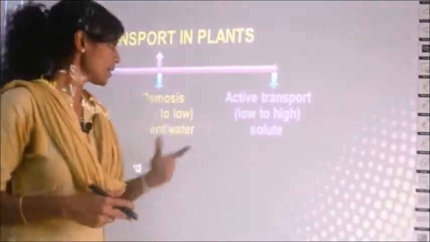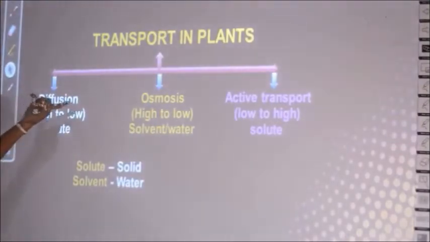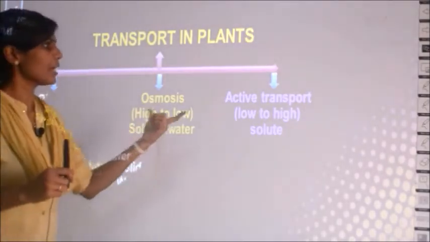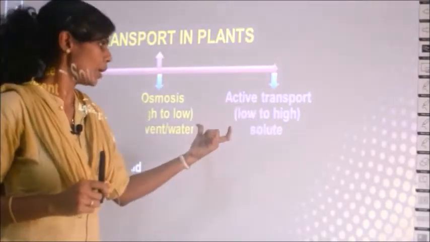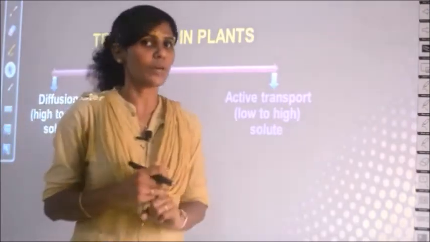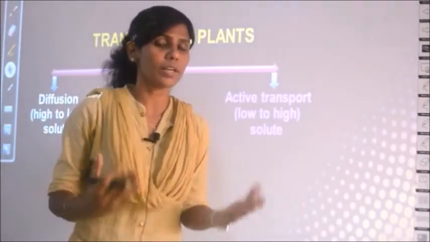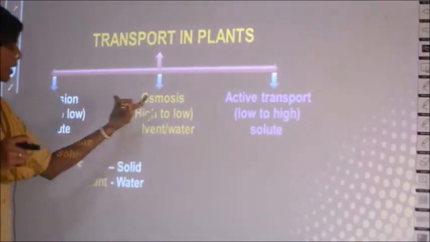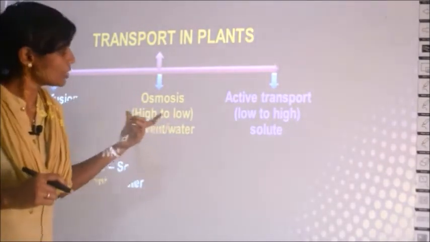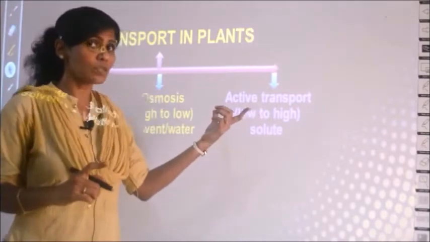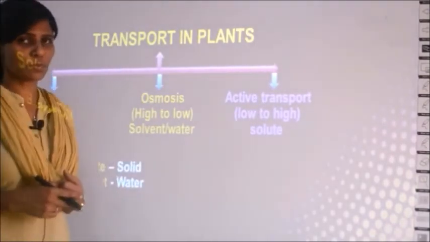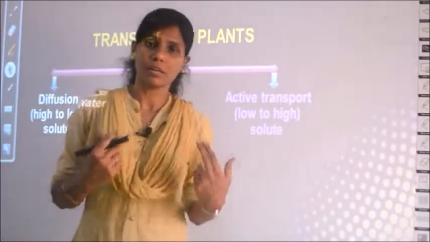So what to memorize? Learn these words. In diffusion it is always from high to low, in osmosis it is always from high to low, in active transport it is from low to high. So this is the first one you are expected to learn. What did I tell you? In diffusion it is from high to low, and in osmosis also it is from high to low, but in active transport it is from low to high. So keep this in mind. This is the first point to memorize.